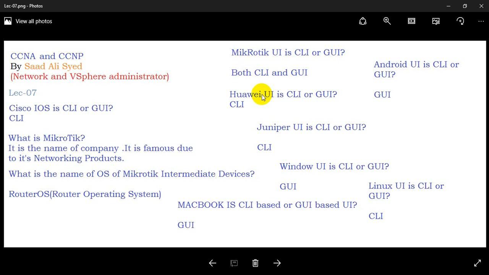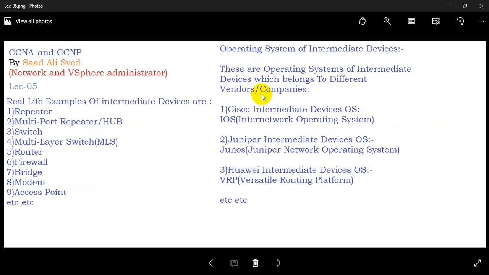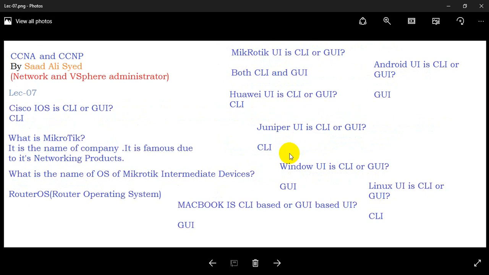Another question is Huawei UI is CLI or GUI. It means that the Huawei networking product operating system, whose name is VRP, Versatile Routing Platform. So which kind of user interface does it have, CLI or GUI? So the answer is CLI, command line interface.